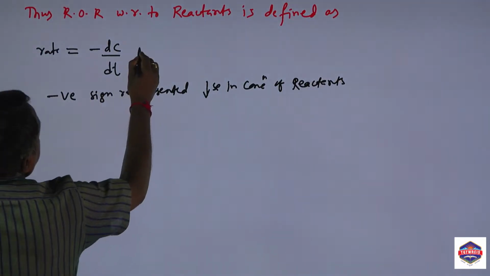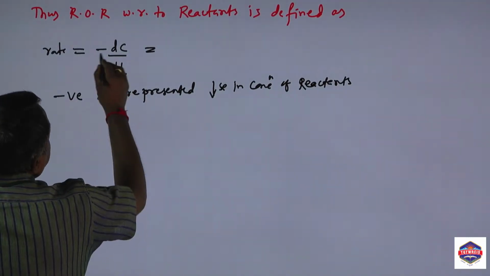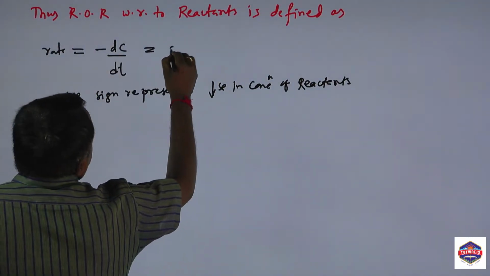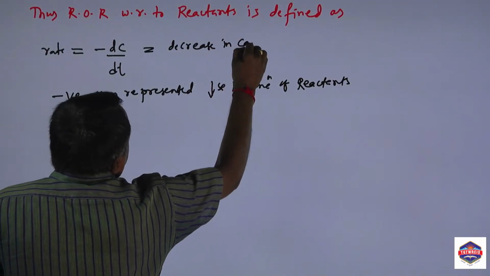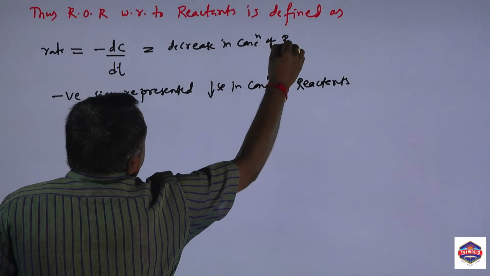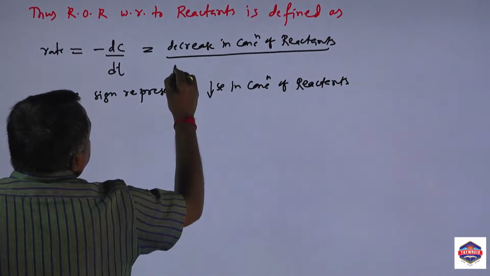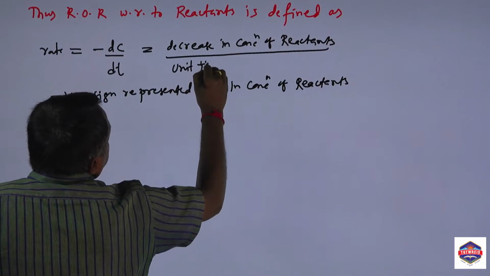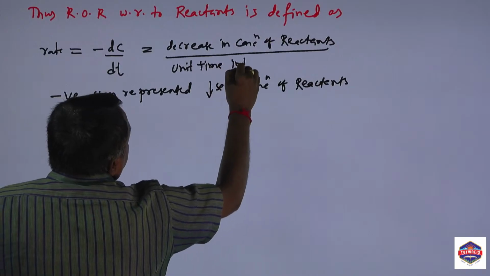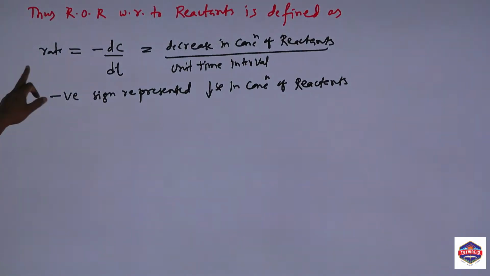So it is equal to what now, this one? This is minus, which means decrease in concentration of reactants per unit time interval, or change in time. So this is the rate with respect to reactants.